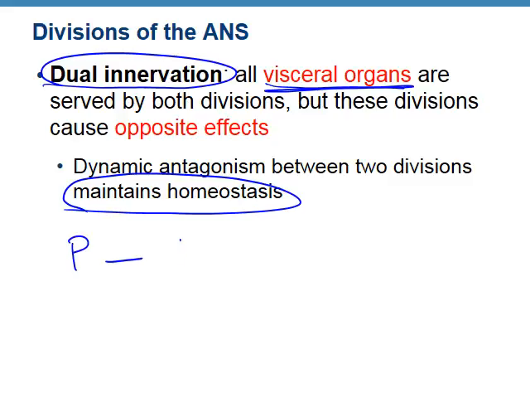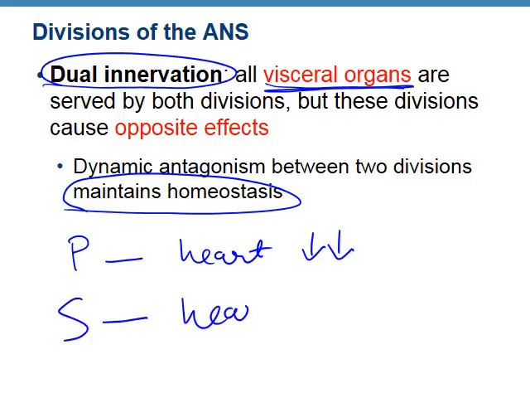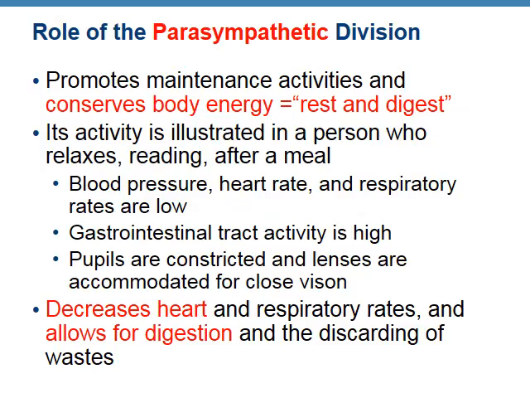So if we're talking about parasympathetic and we're talking about the heart, it might cause your heart rate to slow down, like when you're trying to go to sleep. In your sympathetic nervous system, those nerve fibers might actually stimulate your heart to beat faster if you're running a marathon. So they have opposite effects, dual innervation, and their whole purpose is to maintain homeostasis.